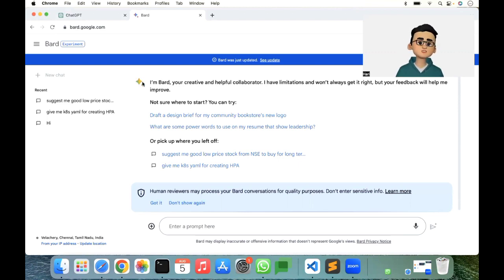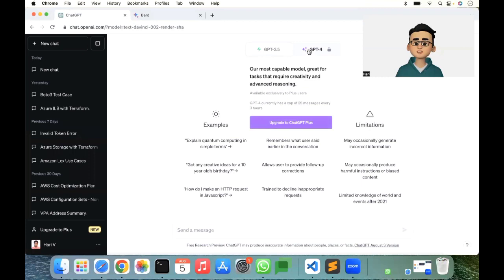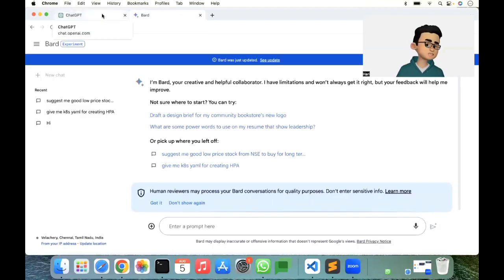For those who are new to Bard AI, this is ChatGPT, which you all know. We are using the 3.5 version, our fastest model, great for most everyday use. There is something called upgrade to ChatGPT Plus, where they have introduced GPT-4. It's a premium version you need to buy by upgrading to ChatGPT Plus. Anyway, in this video we are going to compare the open source, I mean the free offering, of these two AIs. That is our action plan, by the way.